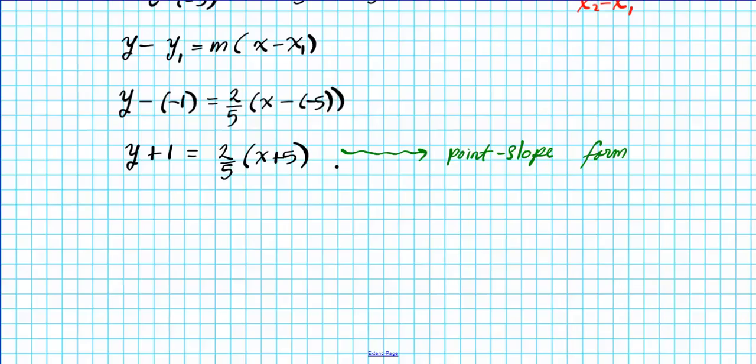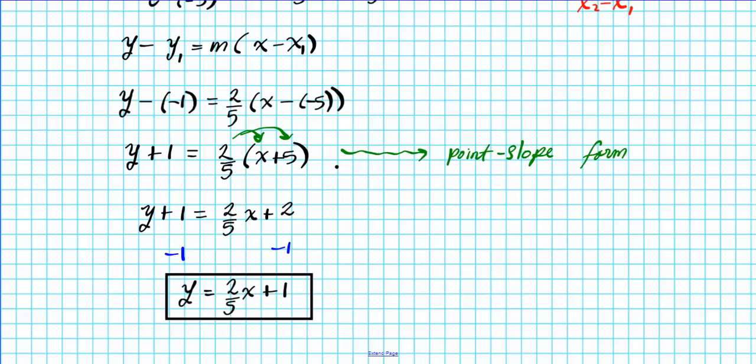So just get y isolated. To achieve that, we distribute 2 over 5 to these two terms. So we have y plus 1 equals 2 over 5x plus 10 over 5, which is just 2. Subtract 1 from both sides. And you're left with y equals 2 over 5x plus 1. Okay, so this is the desired result, desired equation, the slope intercept form of the equation of the line.